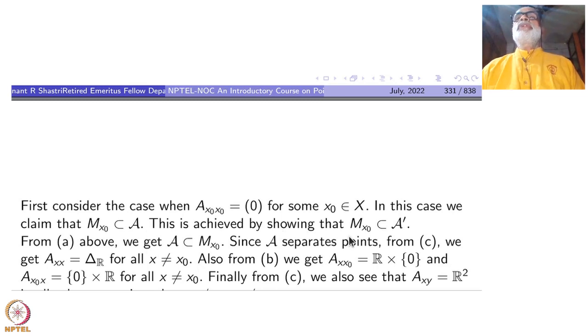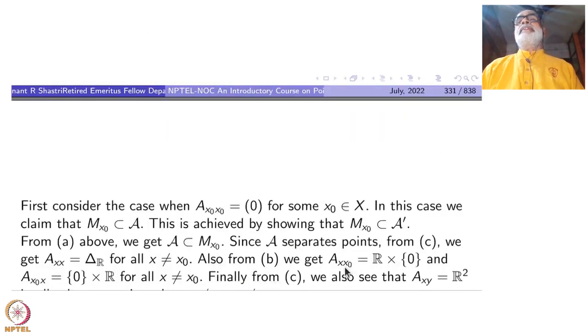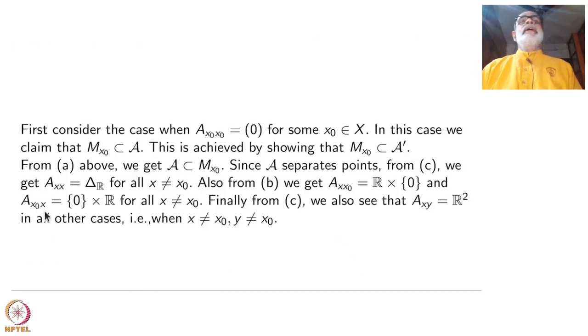This is achieved by showing that m_{x0} is inside the closure of A. From (A) above we get A is inside m_{x0}. This we have seen. Since A separates points, we get A_xx for any other x is the diagonal. It cannot be 0. It must be the diagonal as soon as x is not equal to x0. Also, from (B), which says that A_xx is either 0 or the diagonal, we get A_{x,x0} is R cross 0, because if this were 0, that would mean A_xx is also 0. So A_{x,x0} is R cross 0, and A_{x0,x} means 0 cross R. There is no other way, for all x not equal to x0.